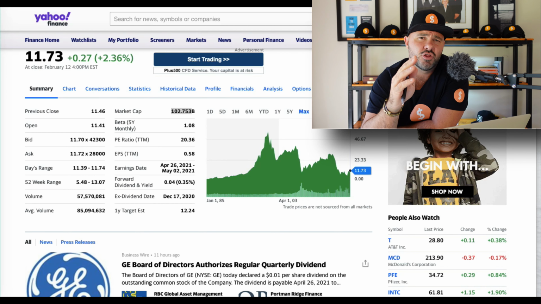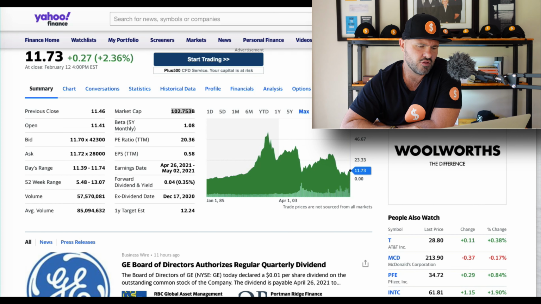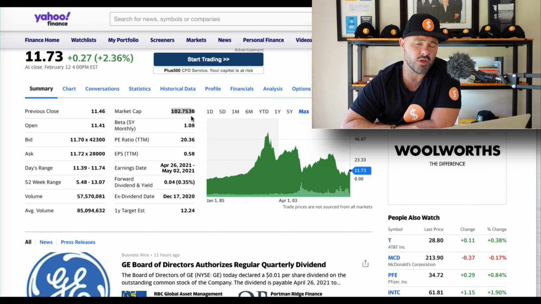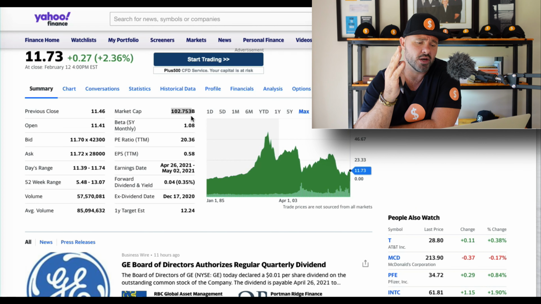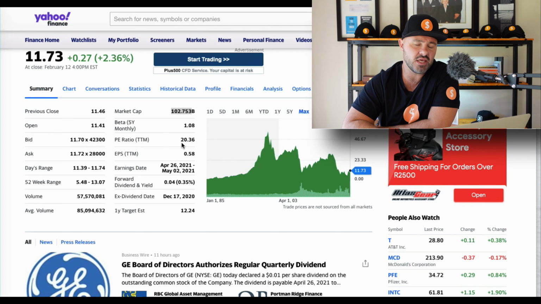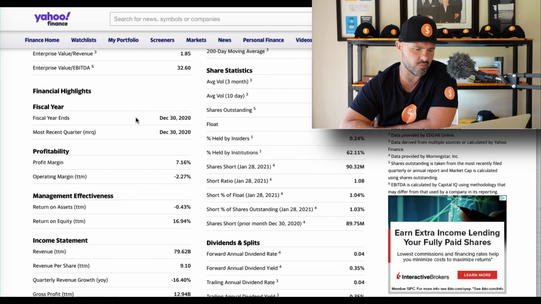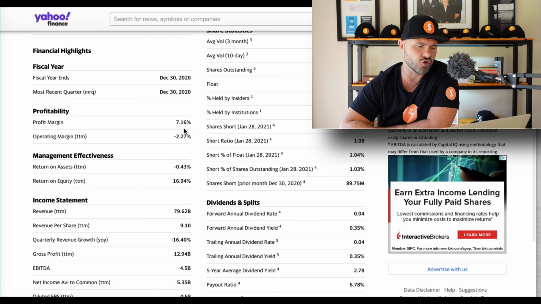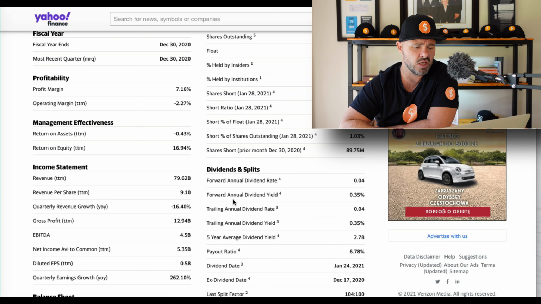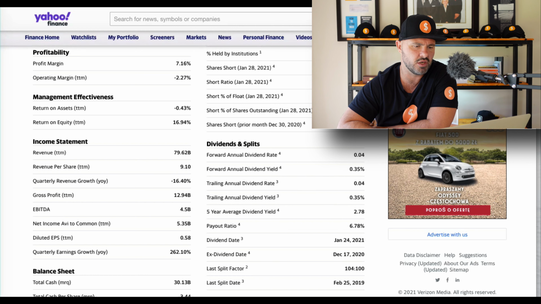So let's jump into the GE shares and see exactly what's going on in the actual financials. The share is currently trading at 11.73, and we can see there is a market cap of 102.753 billion. We can also see that there is a PE ratio of 20. What I like to do is also have a look at the profit margin, and as we can see, profit margin 7.16%. I also like to have a look at the actual dividend and dividend history, and we can see that it's currently paying out 0.04, with a dividend yield of 0.3.